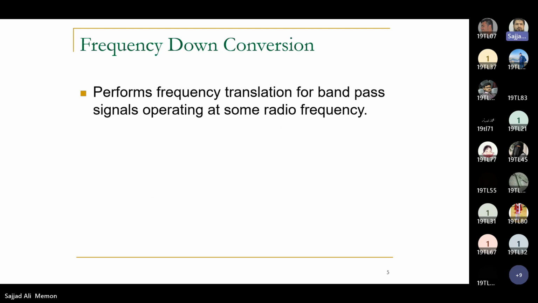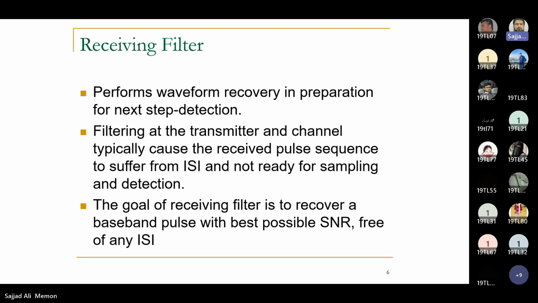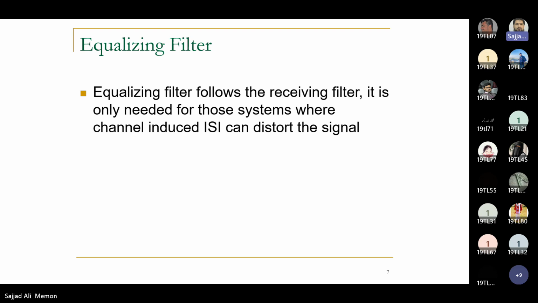First is frequency down conversion, which performs frequency translation for bandpass signals operating at some radio frequency, that is the carrier frequency, or the frequency at which we have modulated the transmitted signal. Whereas the receiving filter performs waveform recovery in preparation for the next step, detection. Filtering at the transmitter and channel typically causes the received pulse sequence to suffer from ISI and not be ready for sampling and detection. The goal of the receiving filter is to recover a baseband pulse with the best possible SNR and free of any ISI. An equalizing filter is only needed for those systems where channel-induced ISI can distort the signal.